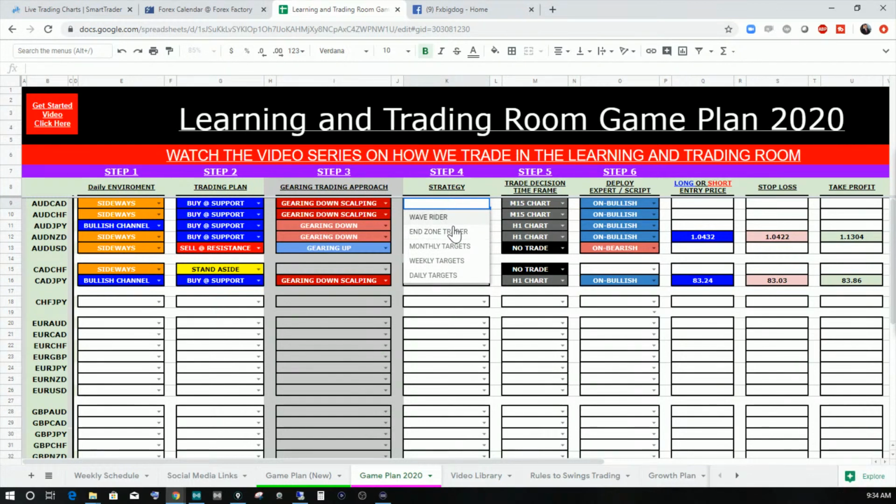I've got different types of strategies that I like to use. We've got Wave Rider, which is in the learning trading room. We've got End Zone Trader, which is a trend trading strategy. And then we've got Targets, which is more of a counter trend type of strategy. It's also very important to use trend trading or counter trend trading strategies within consolidation, especially if the market's range bound. Then the Targets trading strategy works really well.